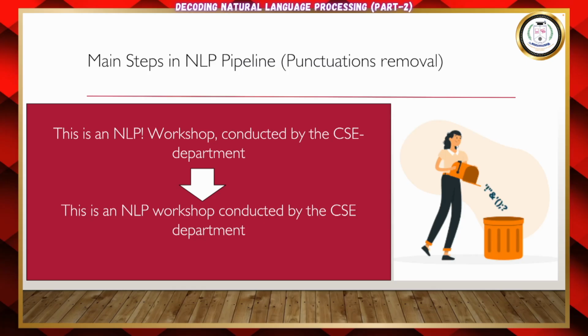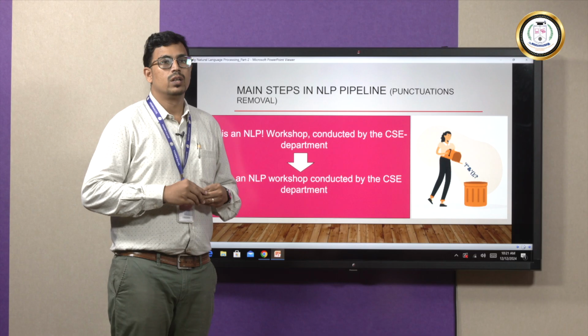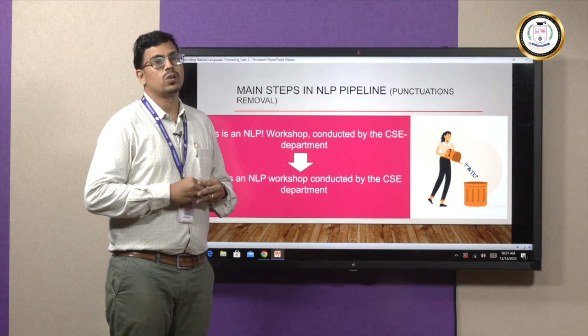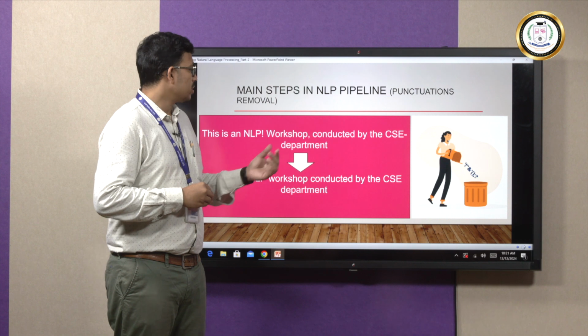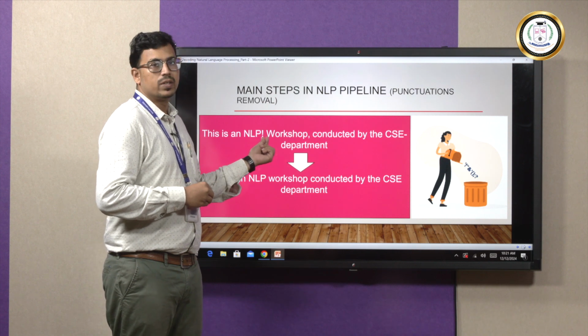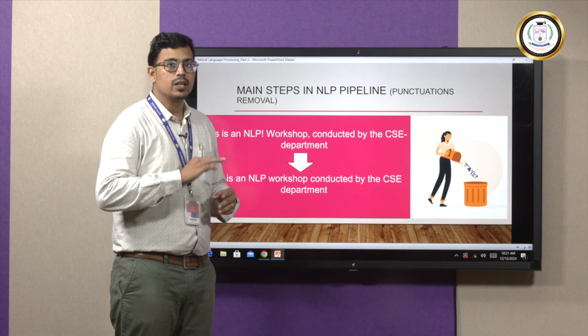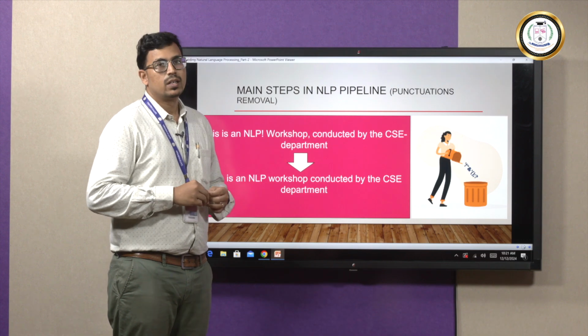The next step is punctuation removal. As I said previously, just as we remove stop words because they do not contribute towards the accuracy of the model, punctuation also has to be removed. Punctuation like the apostrophe, comma, and the hyphen between CSE and department has to be removed. So that is the next step.